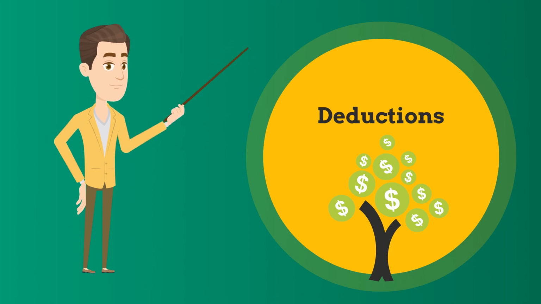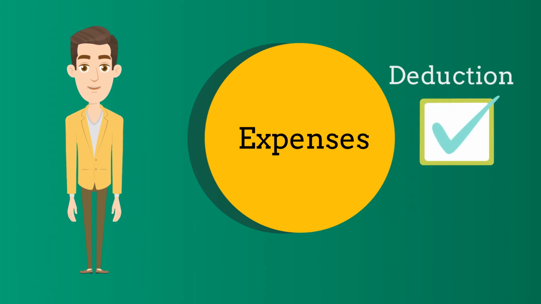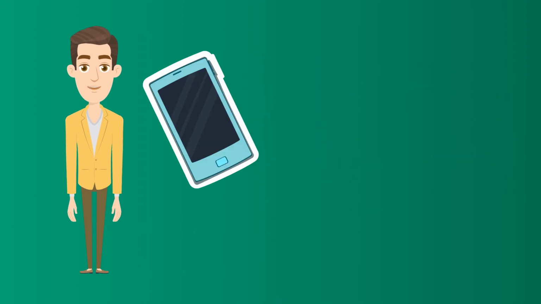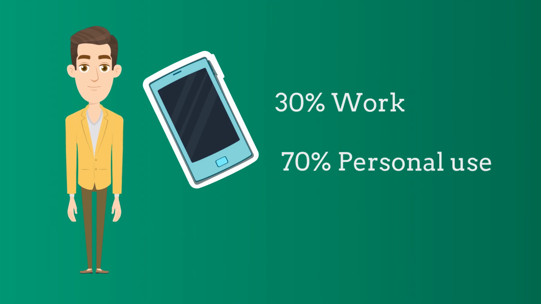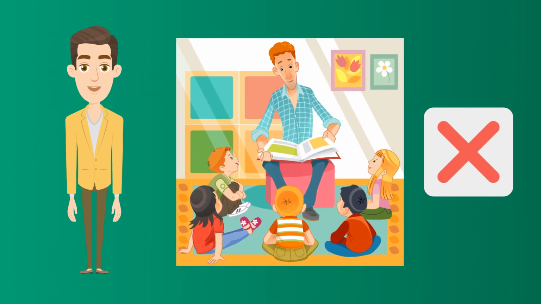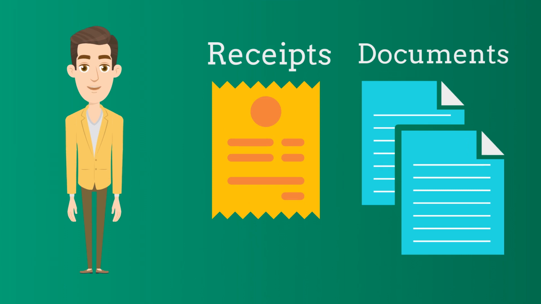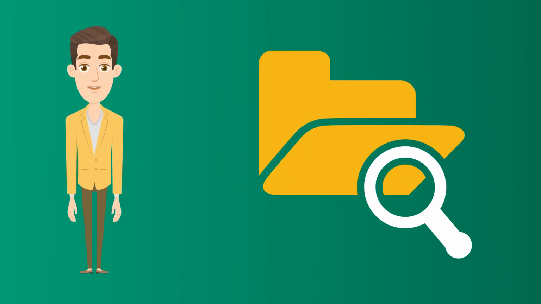Deductions. Any expenses you have incurred during the year that relate to earning your income can be claimed as a deduction, but remember you must only claim the portion of expenses that relates to earning your income. For example, if you use your mobile phone for work 30% of the time and the rest is private use, then you can only claim 30% of the phone bill as a deduction. Private or domestic expenses such as childcare are not allowed as deductions. You need to be able to substantiate these costs, so make sure you have the necessary receipts and documents. If you want to know more about deductions, please go to our video on this topic.